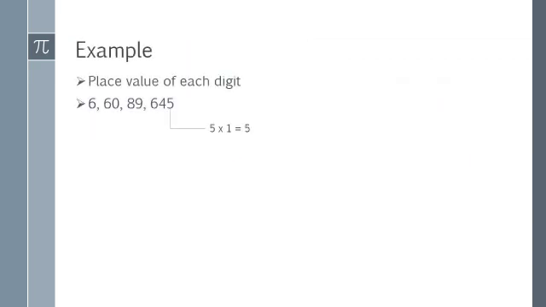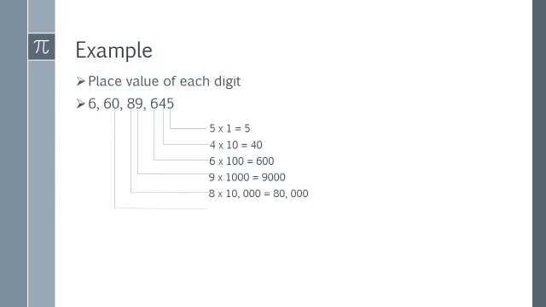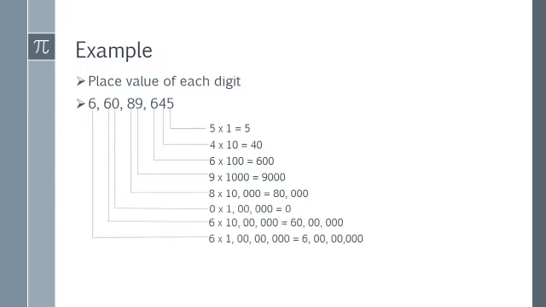Let us find out the place value of each digit in a given number. You know that place value is the product of face value and the place of the digit in a place value chart. Look, 5 is at the place of 1. Face value is 5. So the place value of 5 is 5 multiplied by 1 equal to 5. Place value of 4 is 4 multiplied by 10 equal to 40, because face value is 4 and 10 is the place of digit 4.